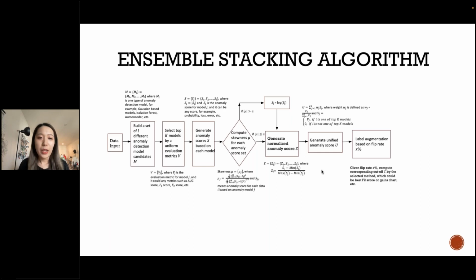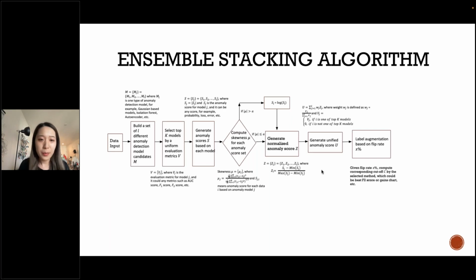Then we generate the anomaly score based on each model. For model M1, we have score S1. For model ML, we have score SL. Because those models are different, we might generate different anomaly scores. They can be probability-based, loss-based, or error-related. Because they are different, they have different distributions. They can have a long tail, or they can have a bell shape.